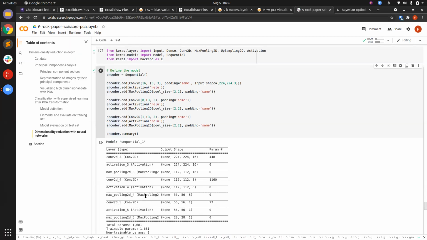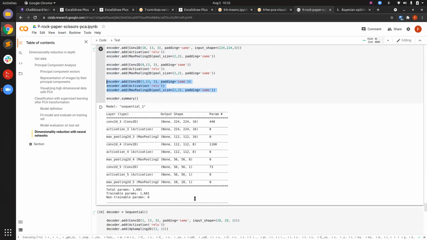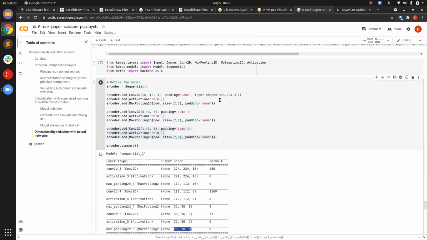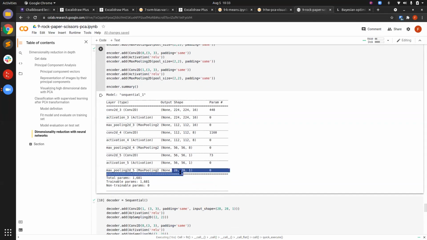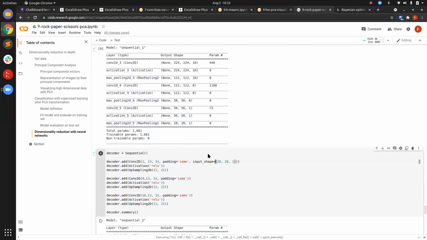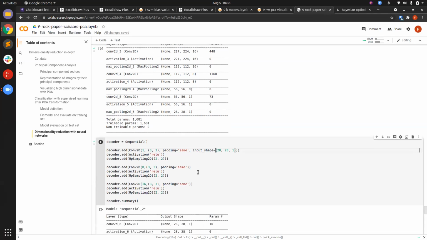Okay, and then I have another pooling layer, which again reduces the dimensionality by half. And finally, I'll have a third convolutional layer with only one filter. Okay, and that's also going to be followed with a pooling layer. So the output of the encoder is going to be 28 by 28 by 1. Okay, so I've reduced the dimensionality from 224 times 224 times 3 per image to 28 by 28 by 1 per image. Now the decoder is going to be the same structure in the reverse direction.